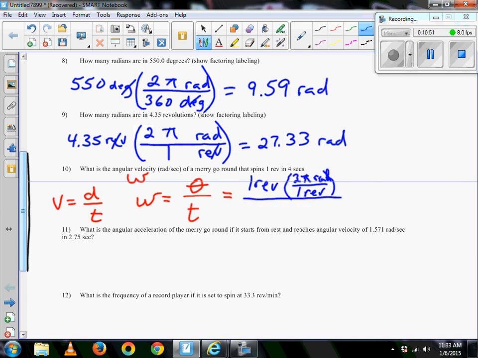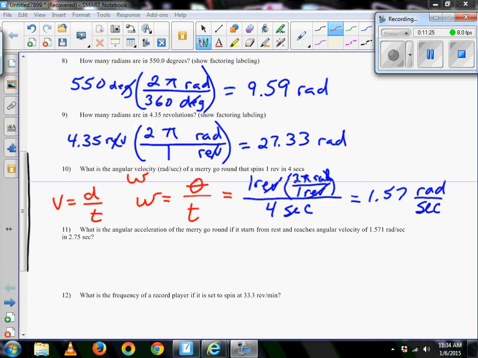Then you're going to divide that by the time. Maddie, what time do you have in this problem? 4 seconds. Good job. So now we're going to take 2 pi and divide it by 4. Well, 2 divided by 4 is half. Half of pi gives you about 1.57. The revolutions cancel out, and I'm left with radians per second. So this is angular velocity. Instead of meters per second, it's now radians per second.